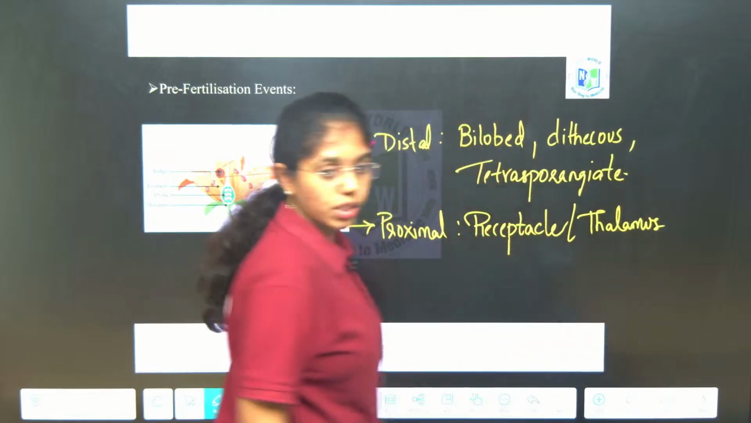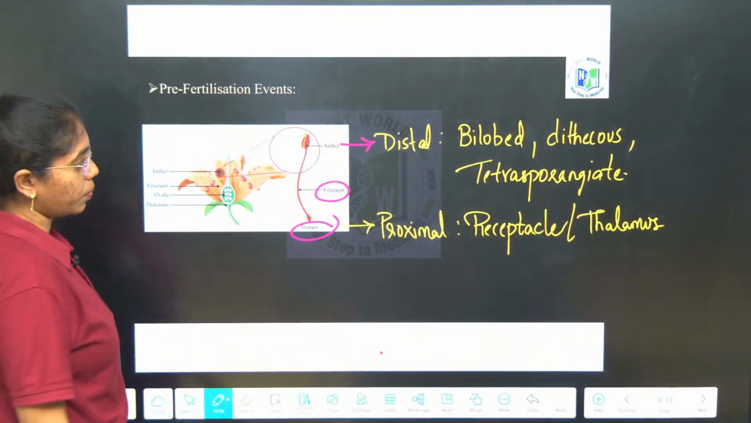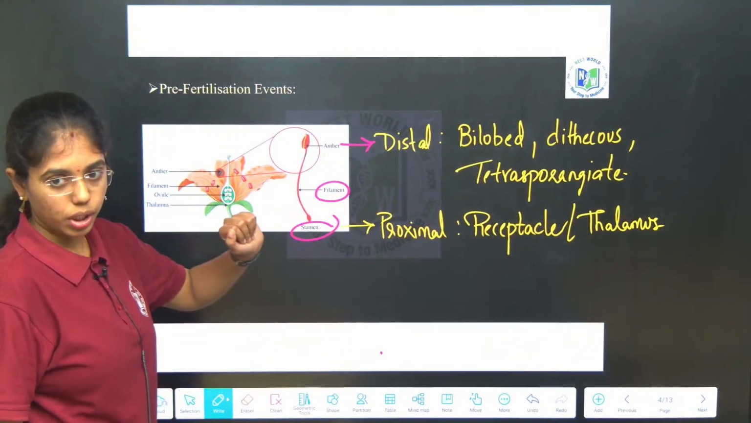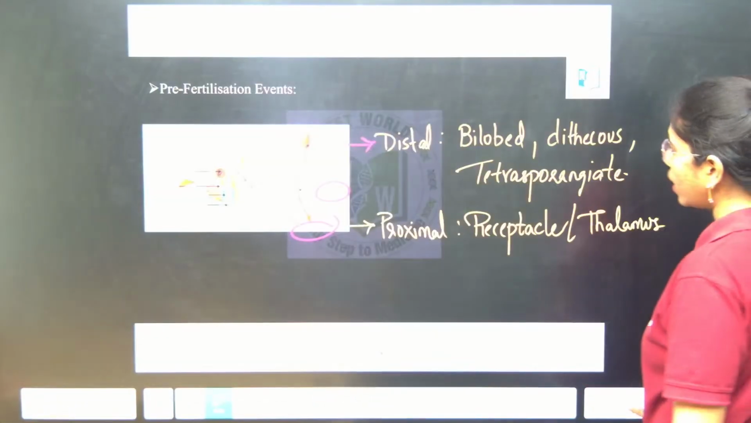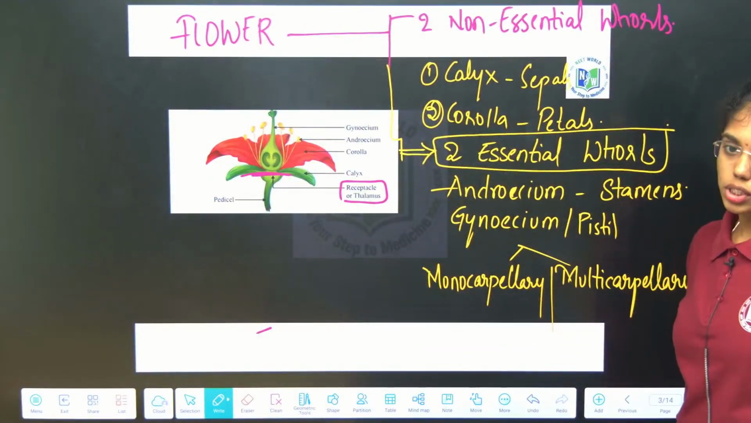Bilobed, dithecous, tetrasporangiate. What does it mean? I will tell you in the structural description in the next slide. In our previous slide we have learnt that the reproductive organ is the flower. It has 2 essential and non-essential whorls.